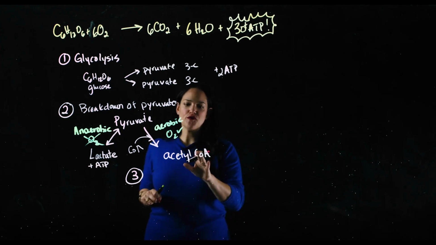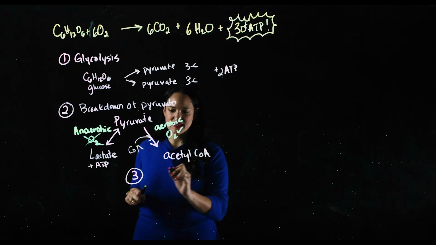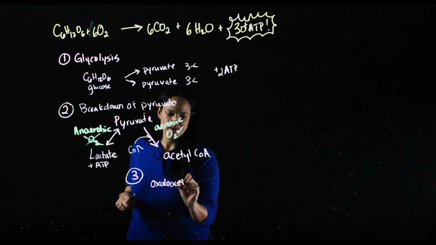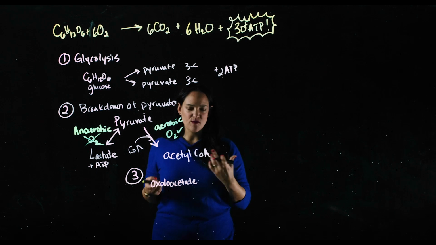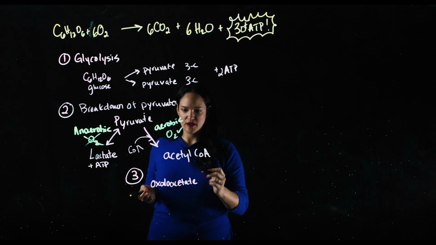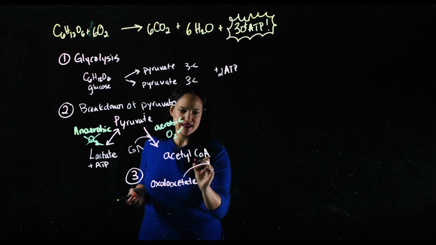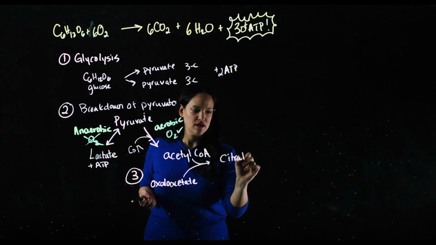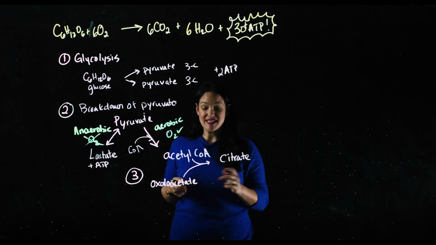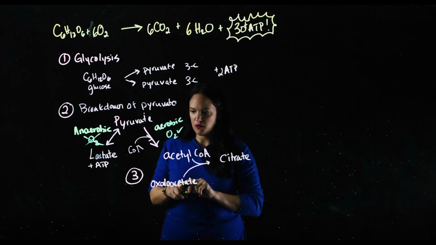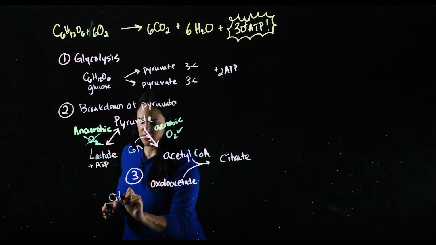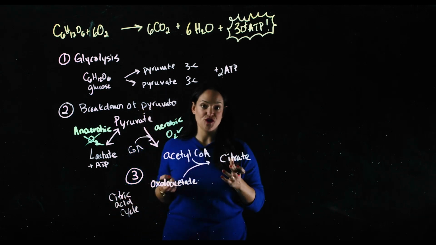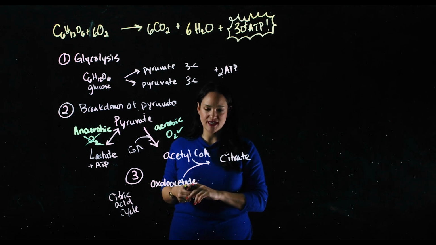Okay? So in order for acetyl-CoA to enter the citric acid cycle, it combines with something called oxaloacetate, which is derived from carbohydrate intermediates. So oxaloacetate and acetyl-CoA come together to form something called citrate. And that's actually where the citric acid cycle gets its name, from this product.